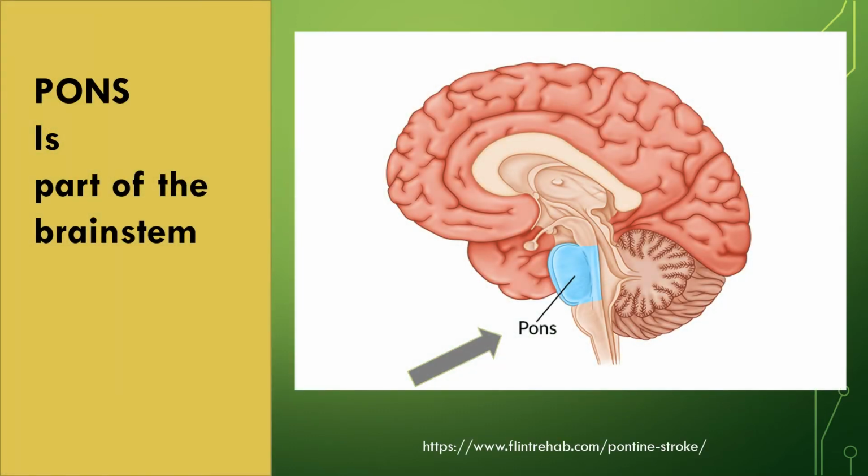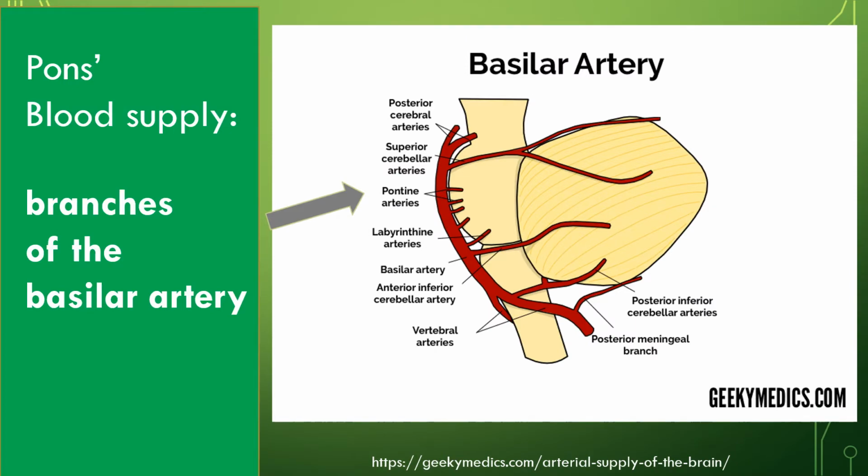The pons is located in the brainstem, in the middle part of the brainstem. The pons blood supply is mainly supplied by branches of the basilar artery. As you can see from this arrow, the basilar artery provides branches to supply blood to the pons.